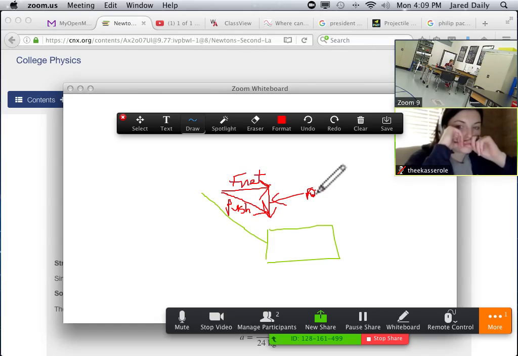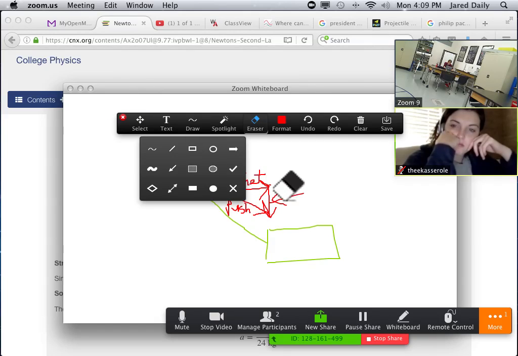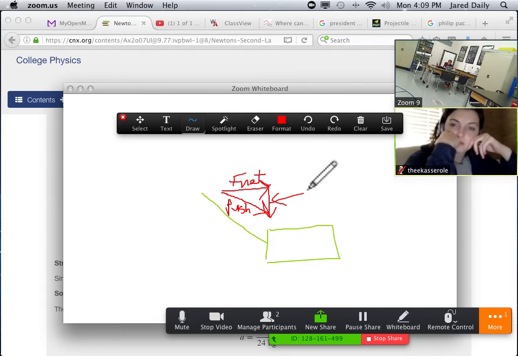Can't draw. Downward force, okay. That's terrible. It's probably because I didn't get much sleep.